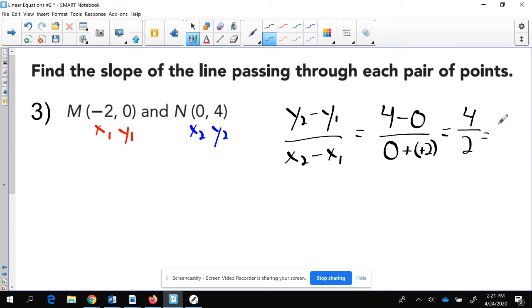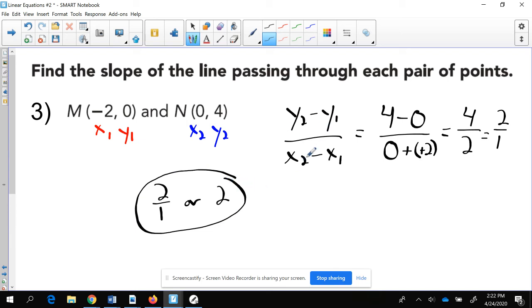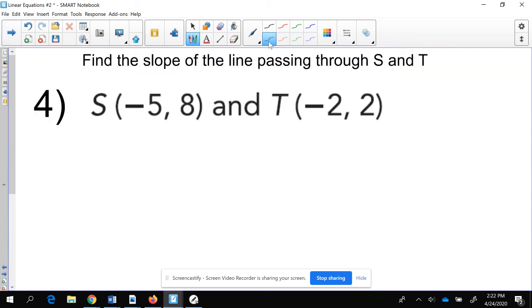Gives you a 2, and your slope will be 2 over 1. Or if you want to say the slope is 2, we're going to take that as an answer. So we're going to say 2 over 1, or if you say the slope is 2, that is going to be your answer. Okay? And you guys are welcome to try this the other way. y1 minus y2 over x1 minus x2 will still give you the same answer. Okay? Here we go. Let's take on one more.